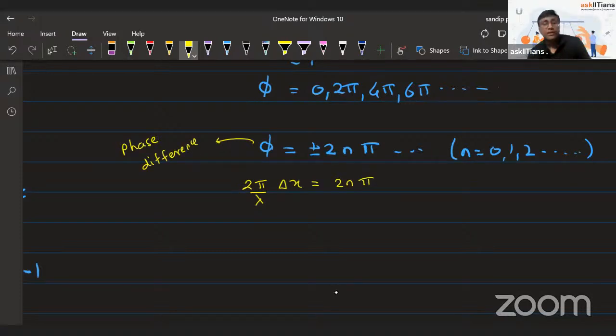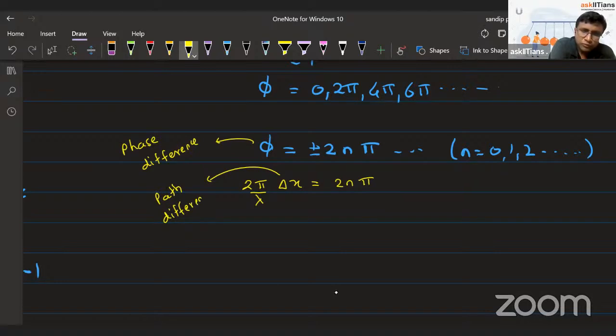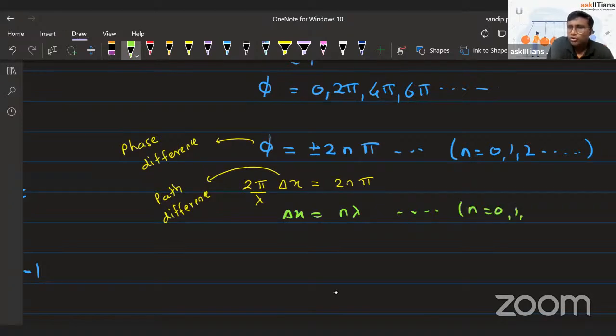So what is the condition for constructive interference? The phase difference must be an even multiple of pi. Or if you talk in terms of, let's say, a path difference, delta x is what? It is a path difference. So which values can delta x take? 2 cancels, pi cancels, right? So delta x can take the values n lambda. Again, n could be 0, 1, 2, and so on.